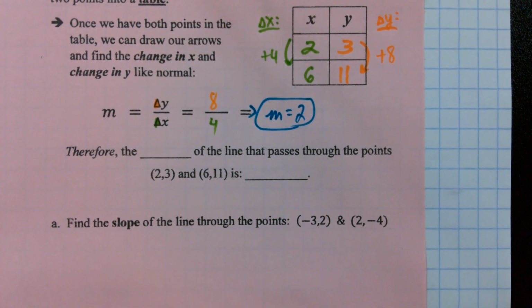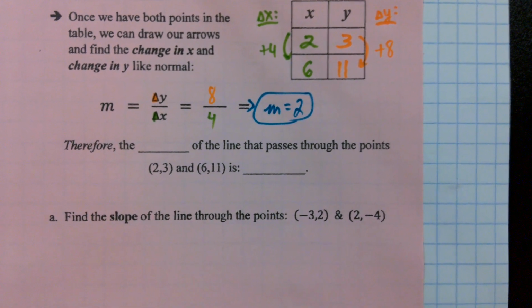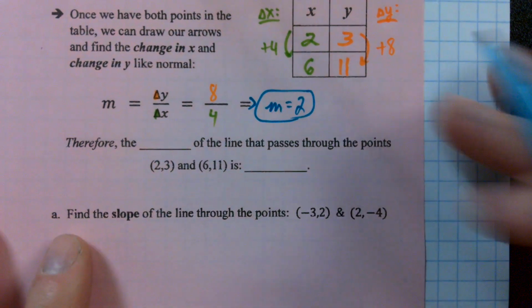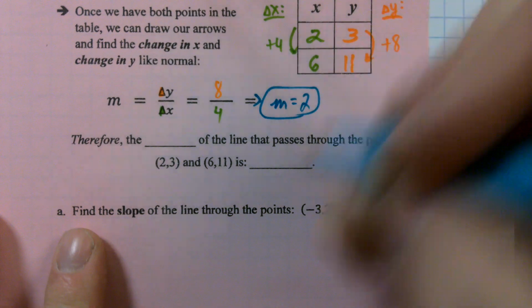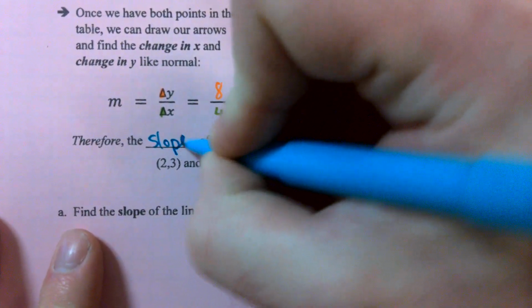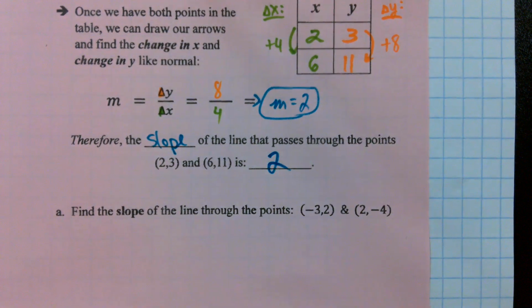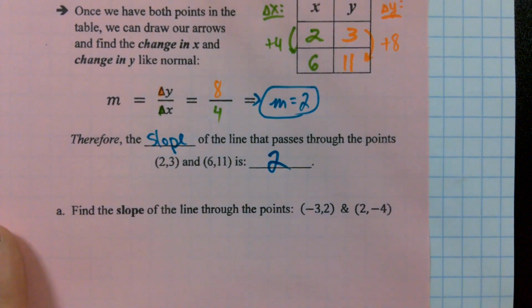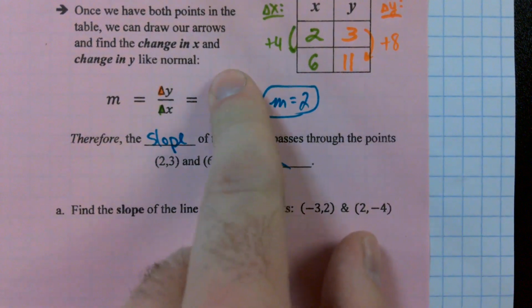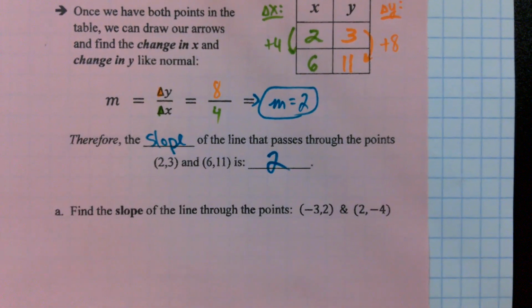Not too different from what we've done. The only difference is now we're making our own table. But once we have all my numbers in the table, finding the slope is the exact same process. We've now basically learned this process 3 different times, so it should hopefully be making a lot of sense. Therefore, the slope of this line that passes through the points 2, 3, and 6, 11 is 2. We've got a positive over a positive, so my slope will be positive as well.